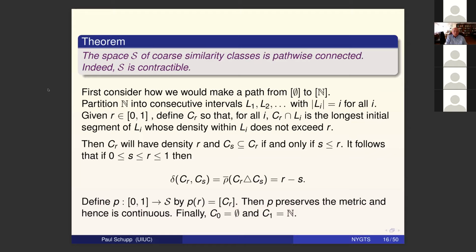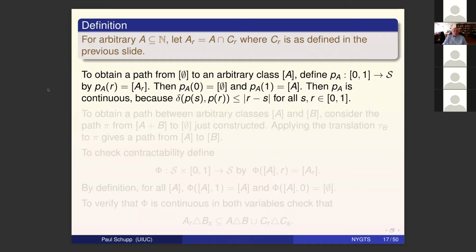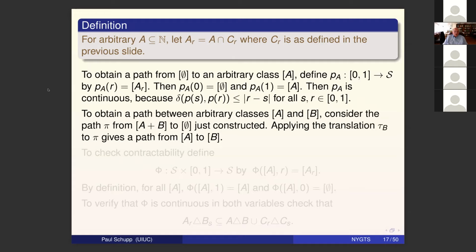Part of the point of this construction is that for an arbitrary A, you just let A_r equal A intersect C_r, where C_r is this uniform family of sets. To obtain a path from the empty set to A, you just define P_A by P_A(r) = A_r. It's easy to check by definition again that the path goes to the right places, and it's continuous because the distance between P(r) and P(s) is less than or equal to the absolute value of r minus s. And of course, to get a path between arbitrary classes, we just take a path from A plus B to the empty set and translate by B, and you get a path from A to B.